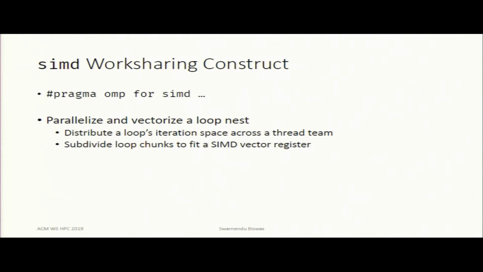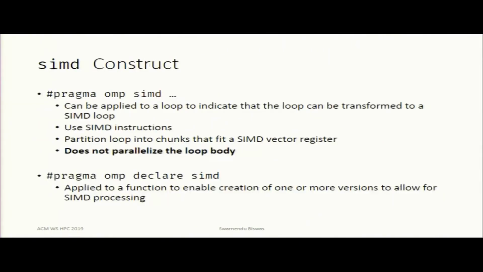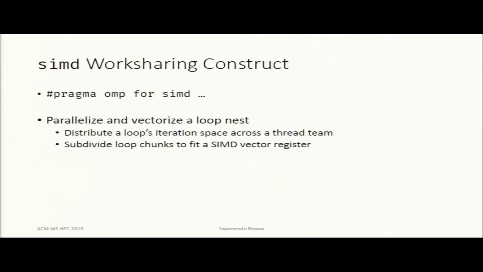The other option is #pragma omp for simd. This is different from #pragma omp simd. This has a for in between. In the earlier case, it did not parallelize the body. It just said vectorize it. Now we are saying #pragma omp for simd. So this will both parallelize it as well as use vectorization, right? So it will parallelize and vectorize the loop nest, and then the rest are similar.